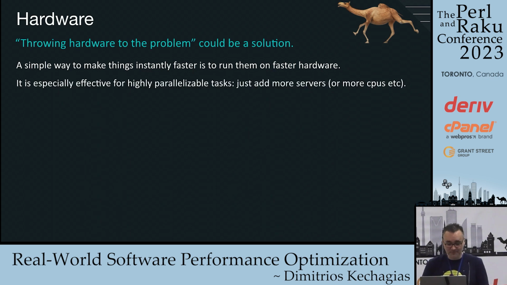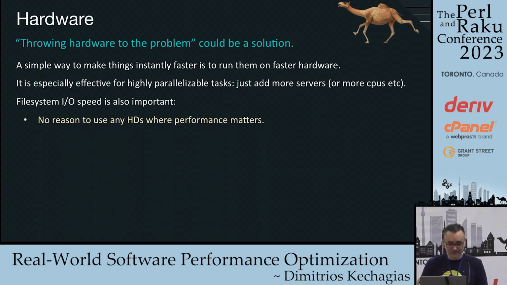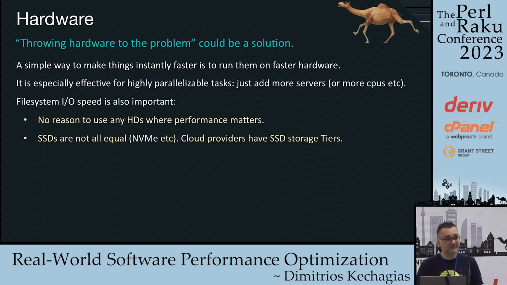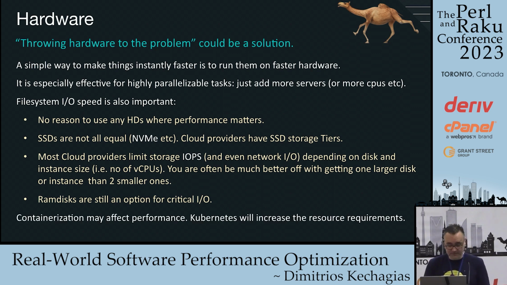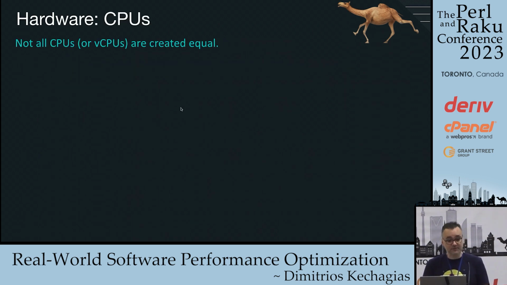Throwing hardware at the problem. You can make things instantly faster by throwing more hardware at it, right? So you can use faster SSDs to help with the disk issue. You can be careful in most cloud providers. The size of the instance defines the maximum IOPS or even network IO you can access. So you might want bigger instances instead of bigger and fewer instances. You can use RAM disks. Containerization will affect performance. Kubernetes will increase your resource requirements a lot.